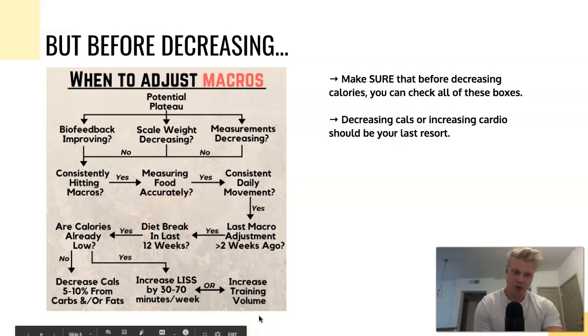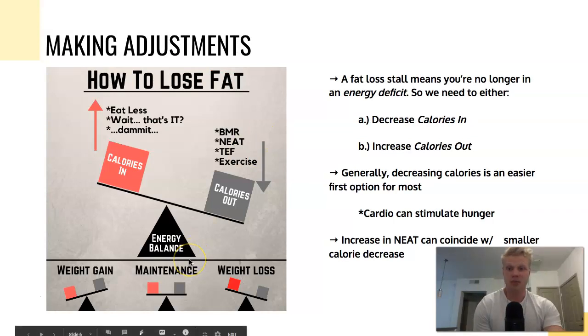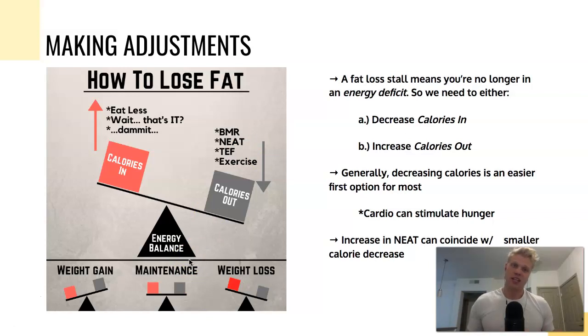All right, so we work through that. We know we're good. We know it's probably actually metabolic adaptation that's happening. Then it comes to actually making the adjustment. At this point, a fat loss stall basically means that you're no longer in an energy deficit. Calories in are no longer less than calories out. They're equivalent. So we need to find a way to create this imbalance again, where calories out are greater than calories in, in order to lose fat. We can do that by either decreasing calories in or increasing calories out.